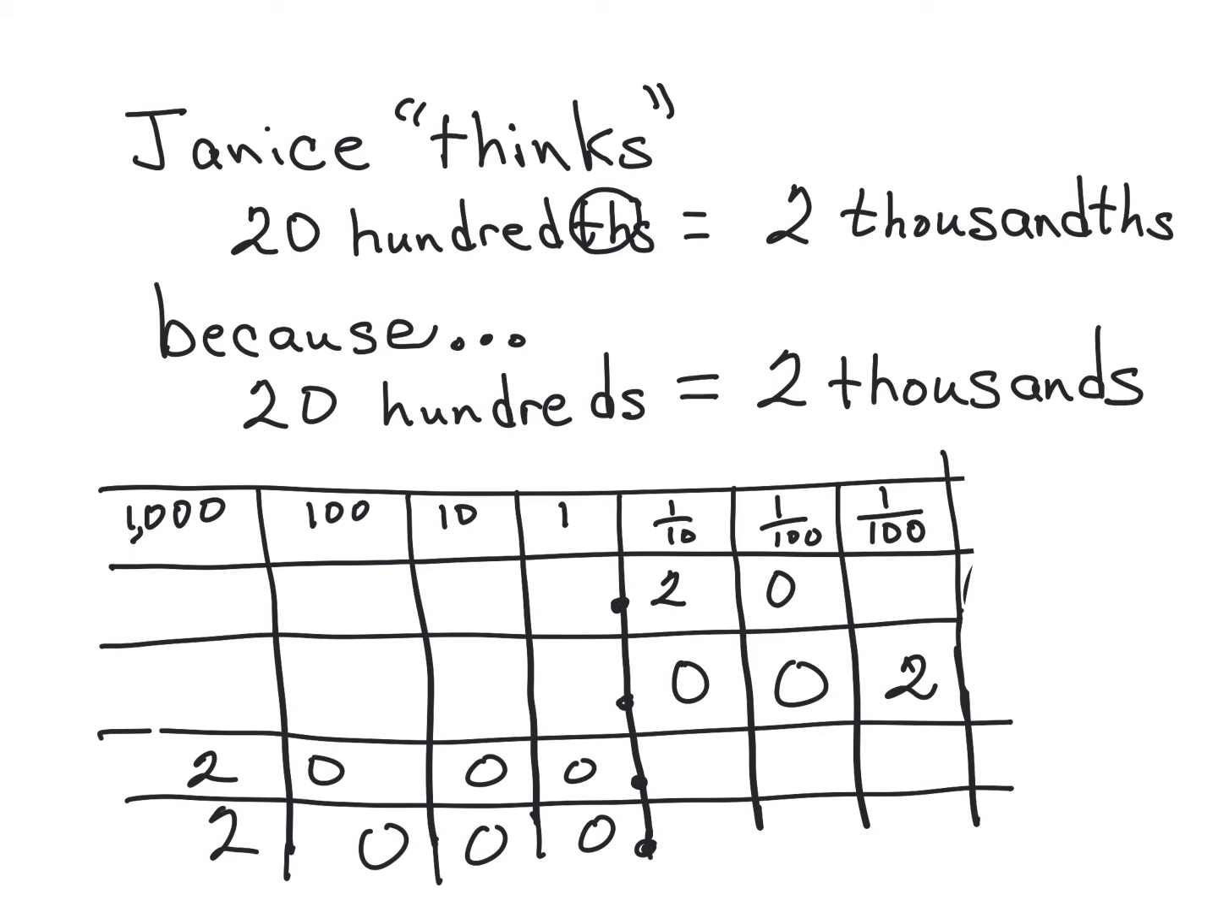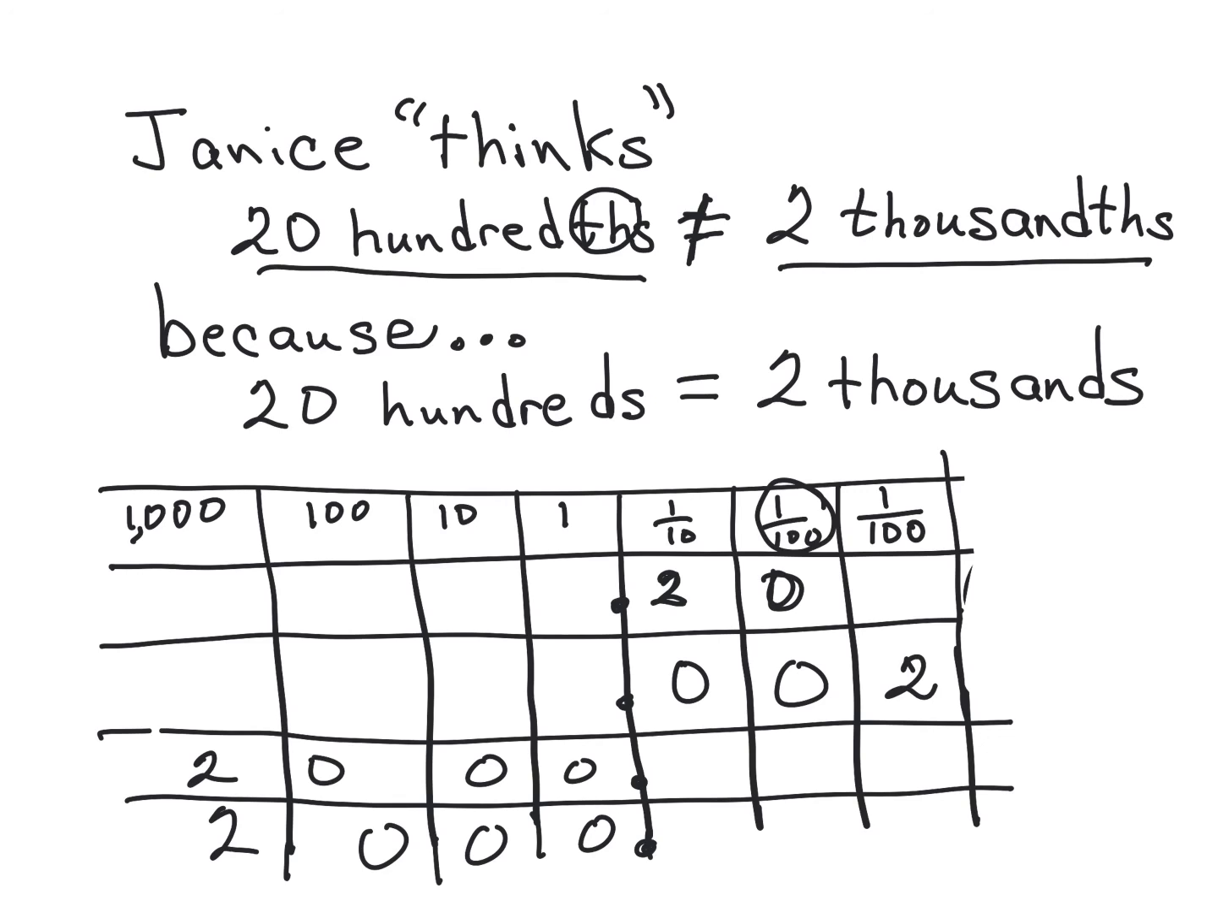Okay, so Ethan, Janice thinks in this problem that 20 hundredths, and I put this on the chart down here, 20 hundredths. See this? I just wrote out the fraction, but this is the hundredths column like we've been working on. She thinks that 20 hundredths is the same as 2 thousandths. So I put those on the chart. Are those equivalent? Do they have the same value? No, they do not. They do not have the same value. Okay, so they're not the same.